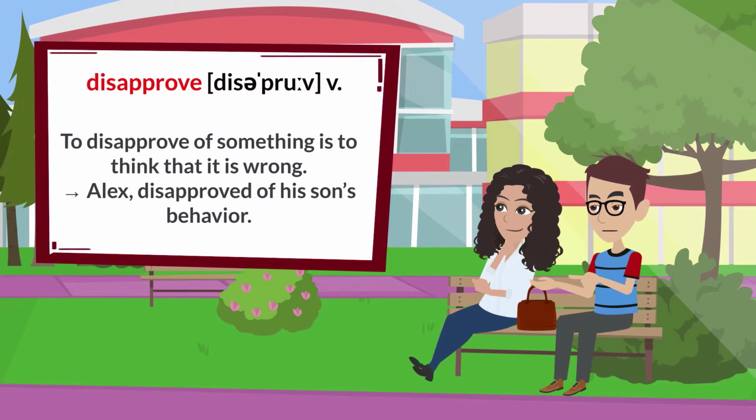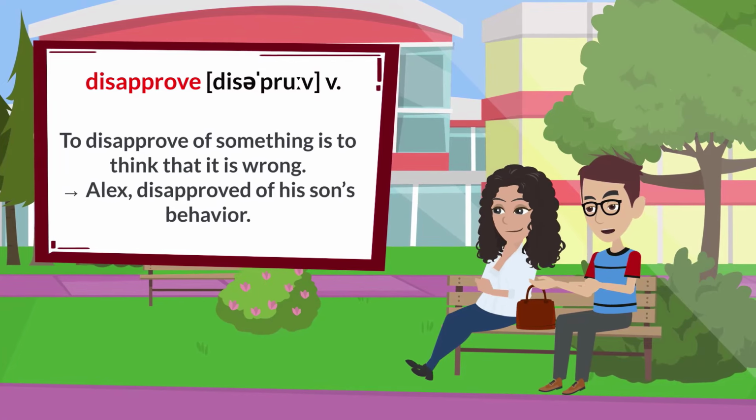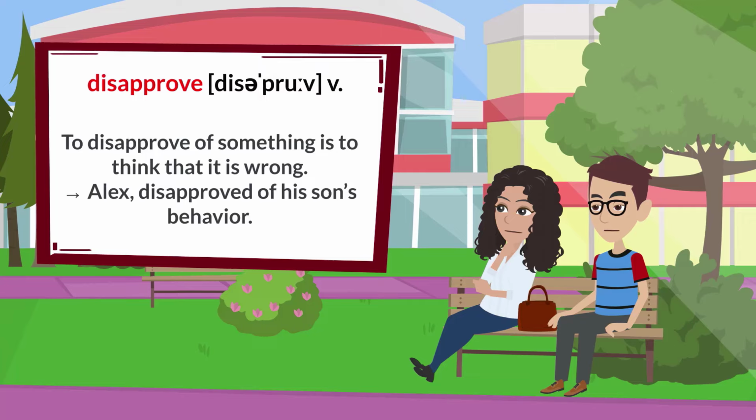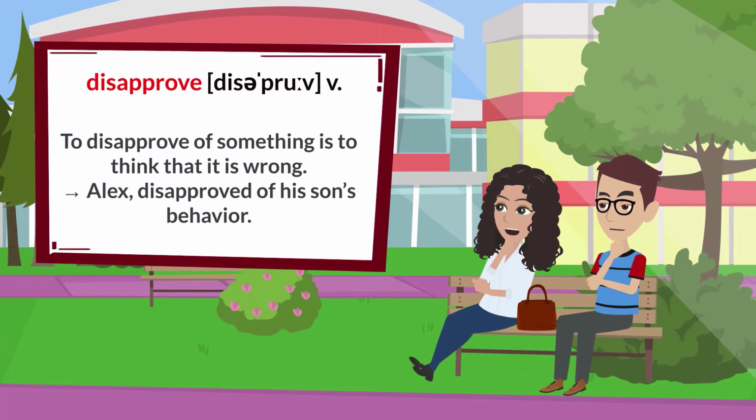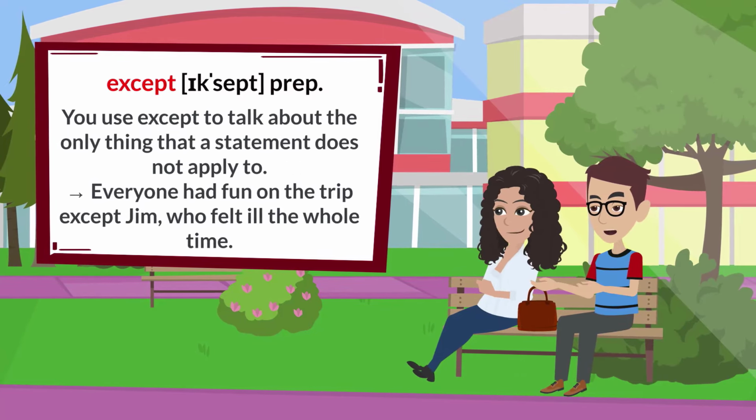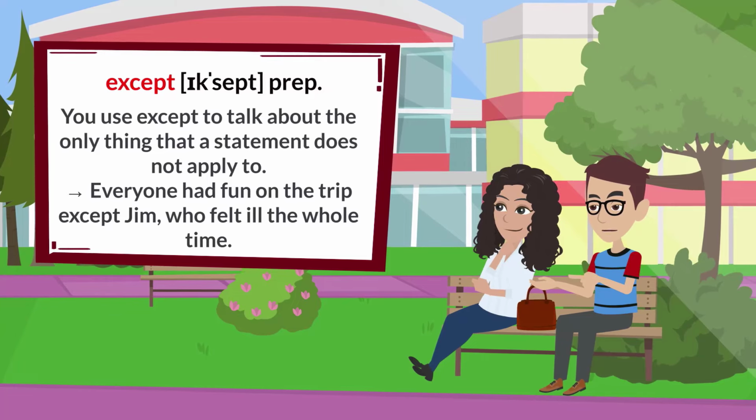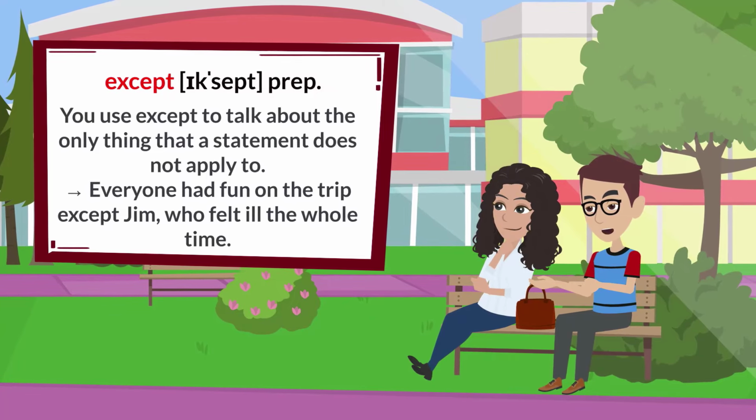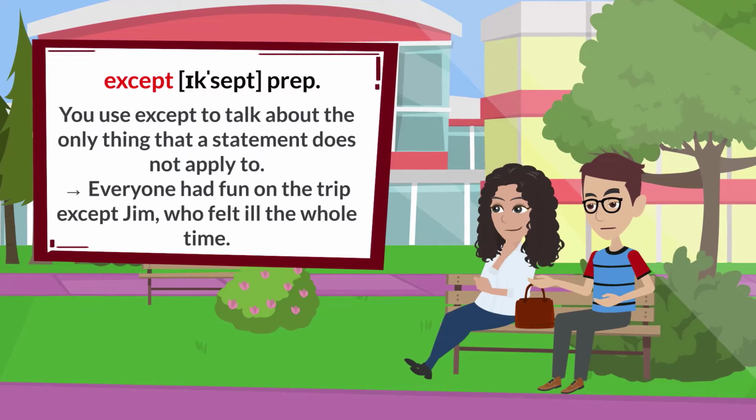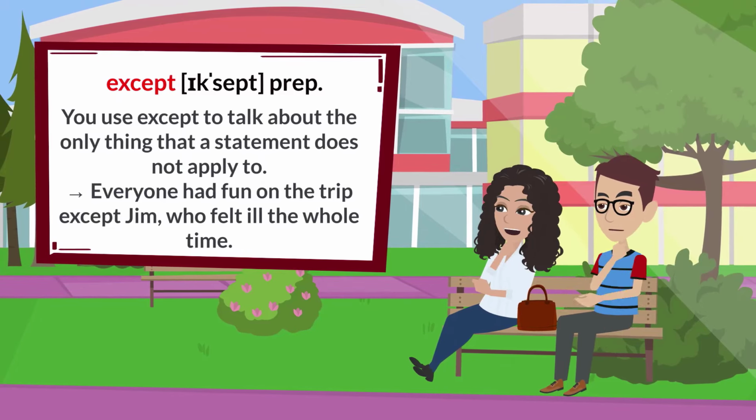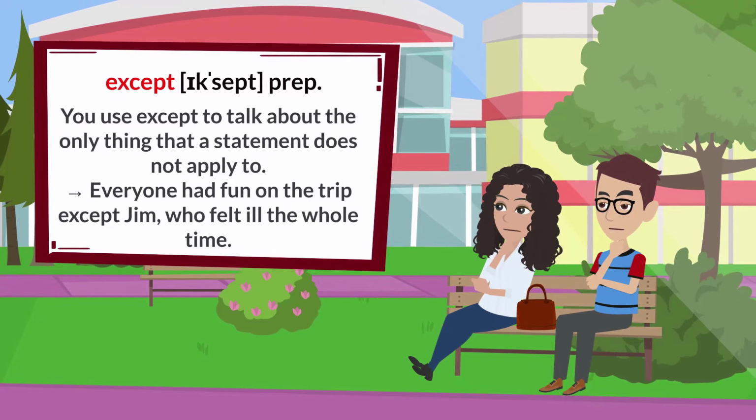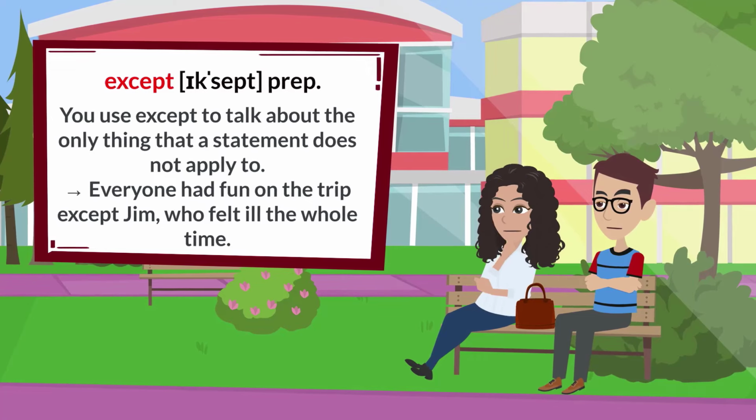Disapprove. To disapprove of something is to think that it is wrong. Alex disapproved of his son's behavior. Except. You use except to talk about the only thing that a statement does not apply to. Everyone had fun on the trip except Jim, who felt ill the whole time.